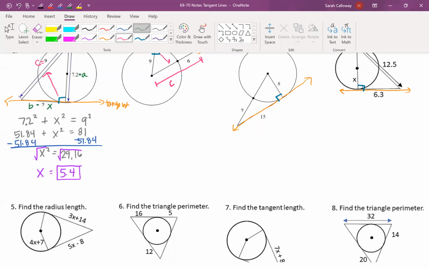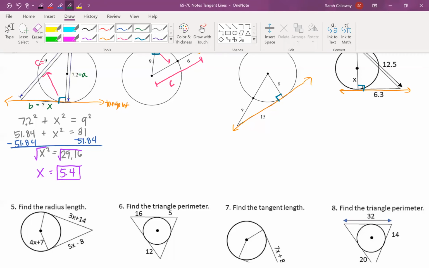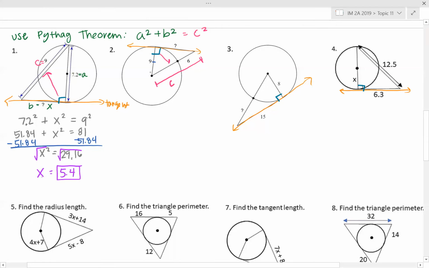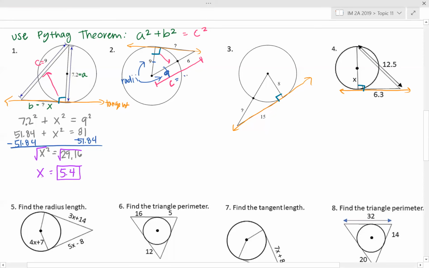However, I do know that the radius of the circle is the same no matter where I'm at. So if 9 is the radius, this would also be the radius. So that means that this piece is also 9 units because these 2 pieces are radii of the circle. So that means that C then is equal to 9 plus 6. So I'm going to use 15 as my C.